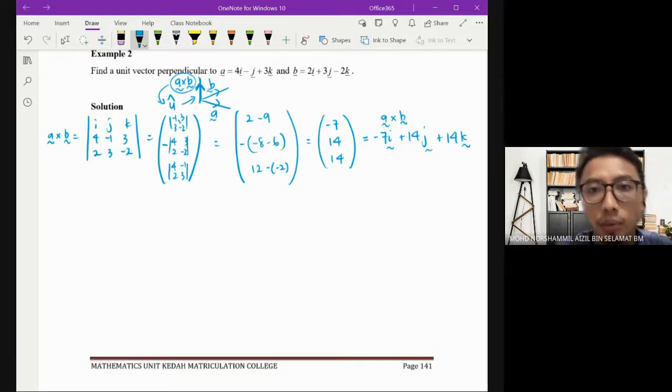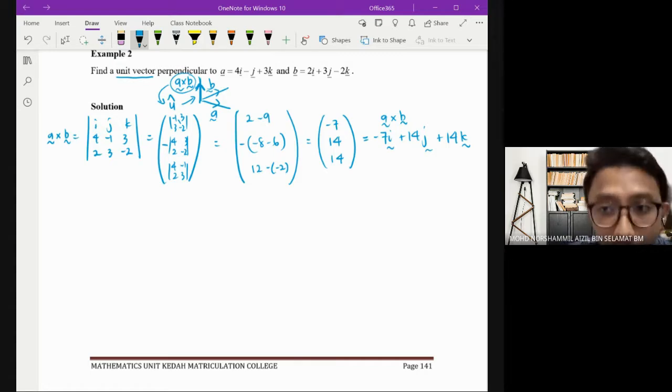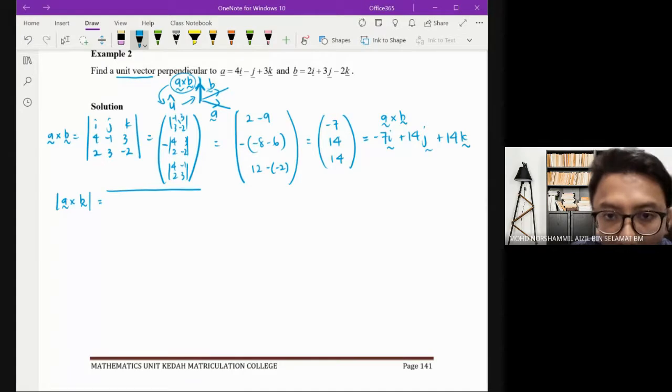Alright guys, but we don't want the vector only. We want unit vector. So what does it mean? To get unit vector, simply find the magnitude first. So magnitude of A cross B, kita cari dulu magnitude A cross B. Magnitude of A cross B is set all together every single element square. So minus 7 square plus 14 square plus 14 square. So calculate guys, what do you get?